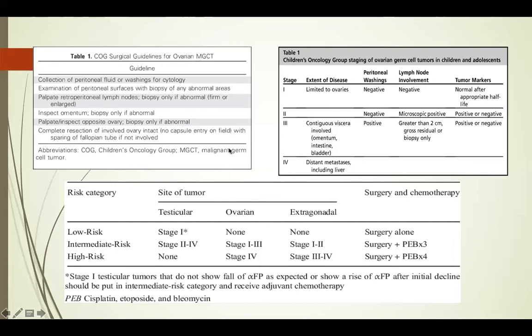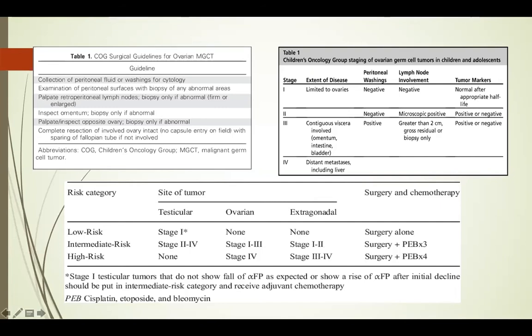Here, as we mentioned, stage 1 is limited to the ovary and everything else is negative, and tumor markers are normal after appropriate half-life, like after surgery. Stage 2 has microscopic involvement, including lymph nodes. Stage 3 involves omentum, intestine, or bladder, and lymph node larger than 2 centimeters. Stage 4 is distant metastasis, including the liver.